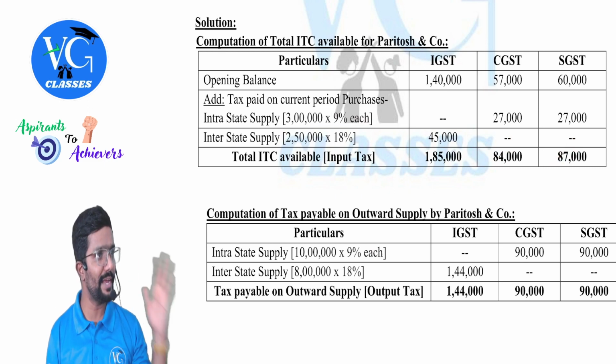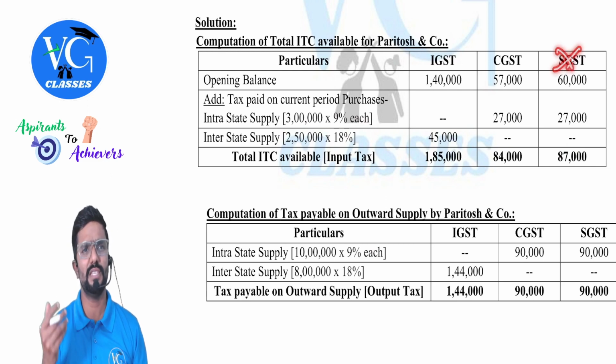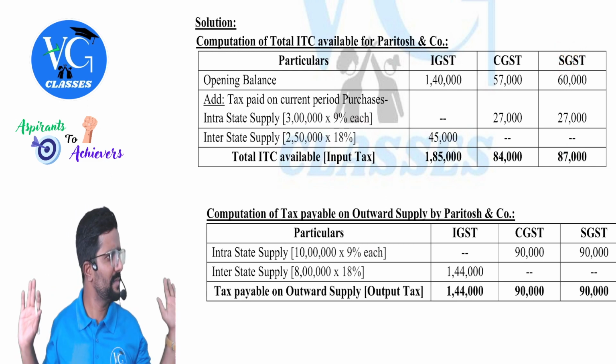Guys, in case in the question instead of SGST, assume they have given UTGST. Just change the column name. That's all. Everything else remains the same.